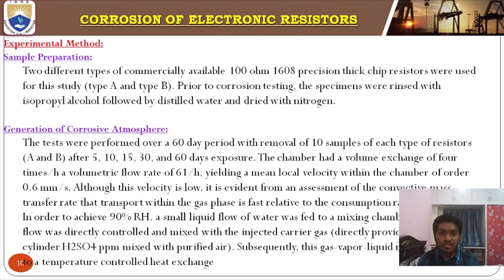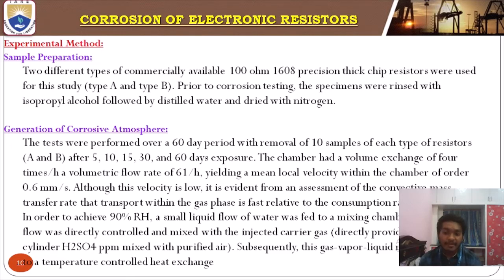Two types of resistors. To do the experiment, for corrosion testing, they need to be rinsed with isopropyl alcohol, followed by distilled water, and next dried with nitrogen gas. Generation of corrosive atmosphere. The tests were performed over a 60-day period in 5 stages with the removal of 10 samples of each type of resistor, Type A and Type B, 10 resistors each, totaling 20 resistors that we need to take.